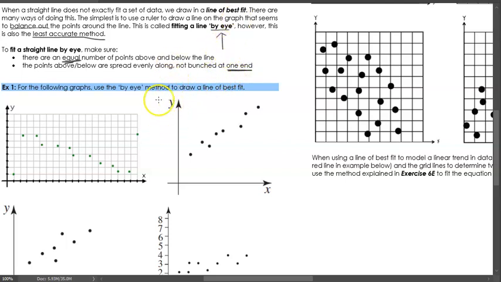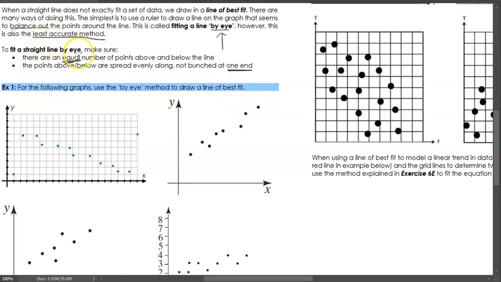So hopefully my drawing straight line tool works. I had trouble with this before. We'll see how we go. For the following graphs, you're going to use the by eye method to draw a line of best fit. Now, my line of best fit might be slightly different to yours, and that's completely fine as long as it fits these two guidelines.